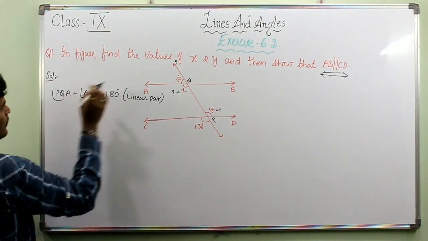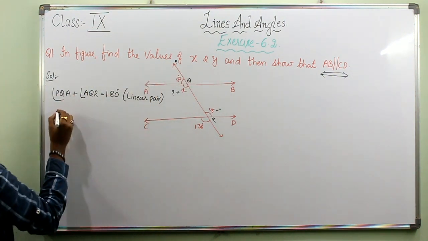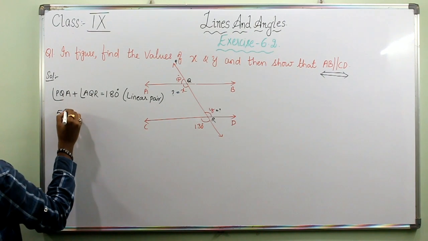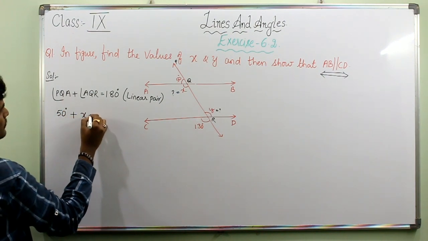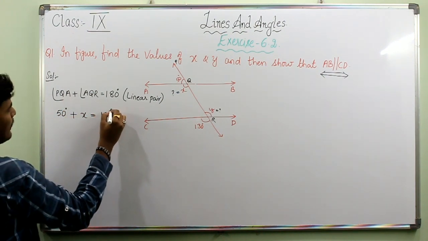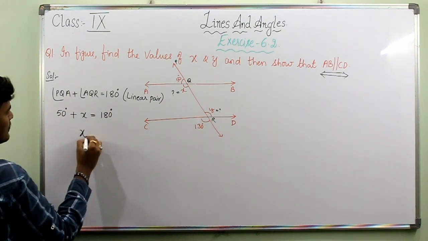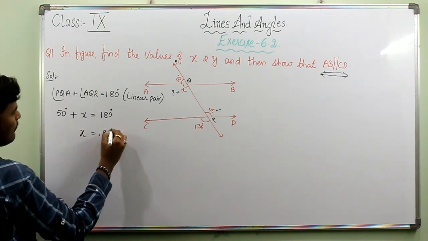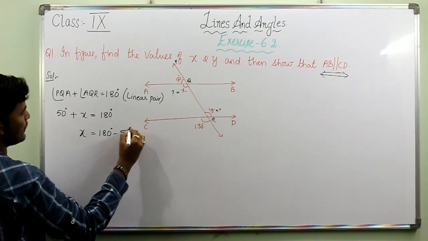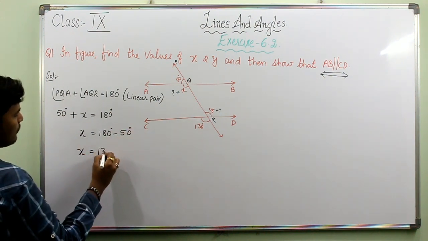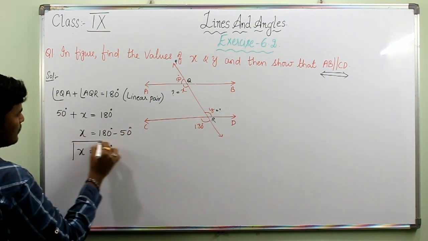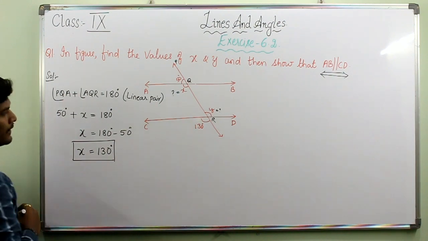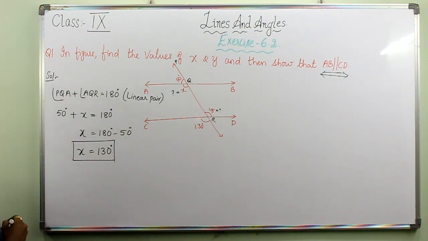But here angle PQA is 50 degrees, plus x is equal to 180 degrees. So x will be equal to 180 degrees minus 50 degrees, that is x is equal to 130 degrees. So we got the value of x, that is 130 degrees.